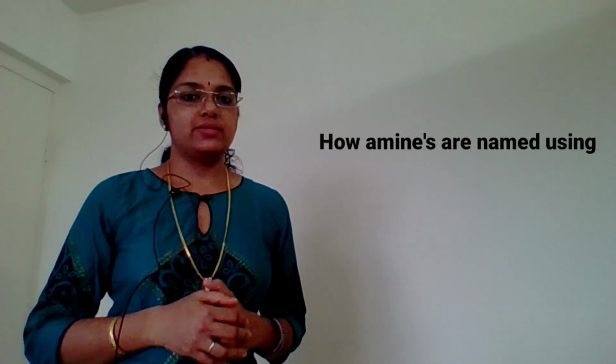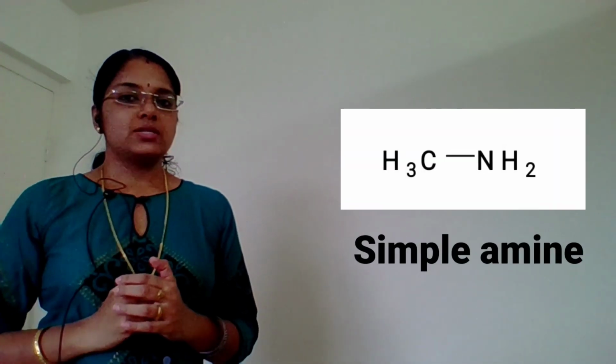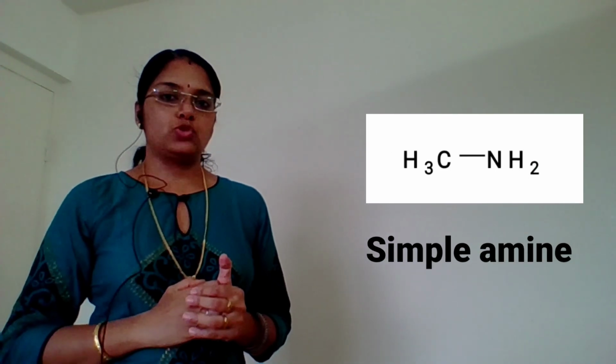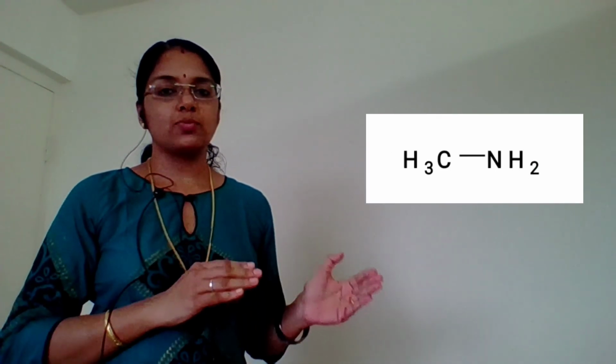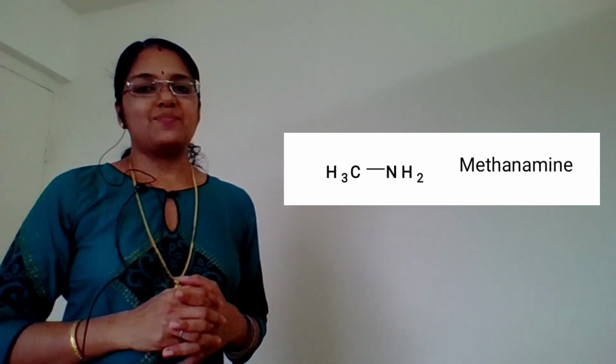Next we can discuss how amines are named using the IUPAC naming system. In the IUPAC naming system, amines are named as alkyl amines. First we have to select the longest continuous chain of the amine. Then we name the alkane chain member first, followed by the amine. Consider the first structure, the simple amine CH3NH2. Here CH3 means the corresponding alkane is methane. So we can name it as methylamine as its IUPAC name.